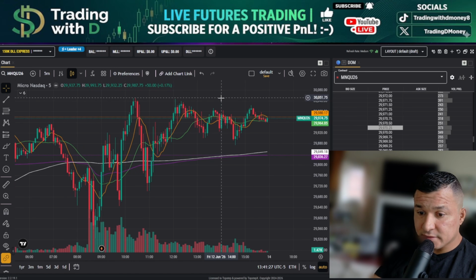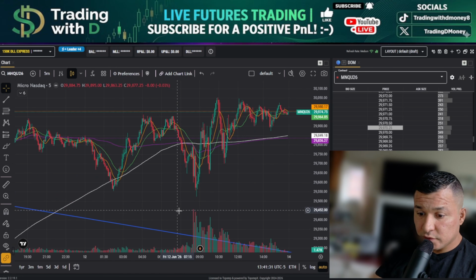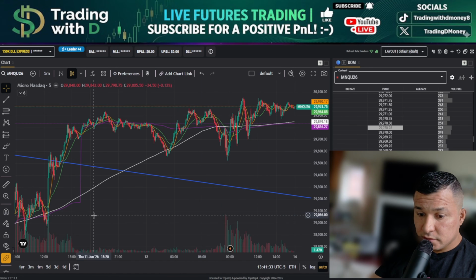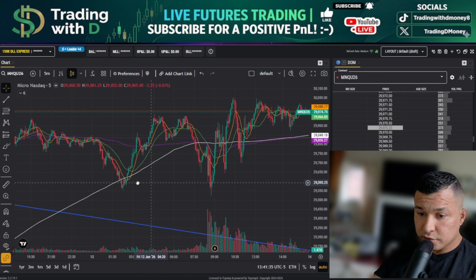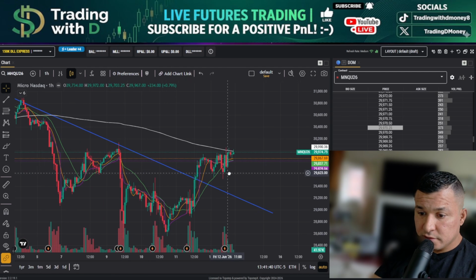I will do a whole class on support and resistance. You can see here we had a little resistance. We have some support here. Support, support. Longer time frame always tells the story. Now we are fighting here.